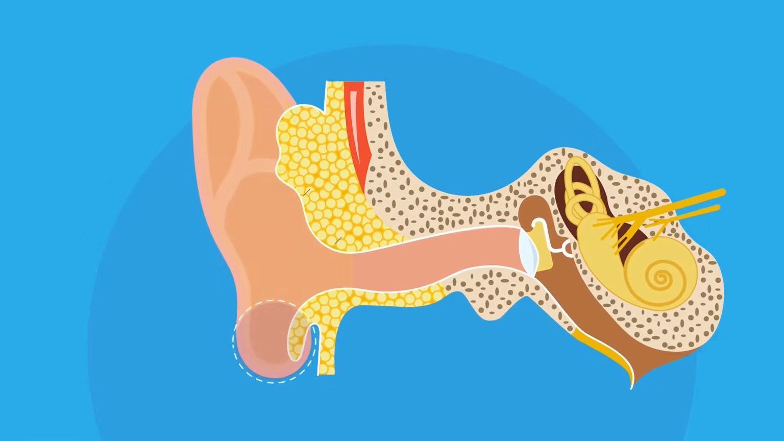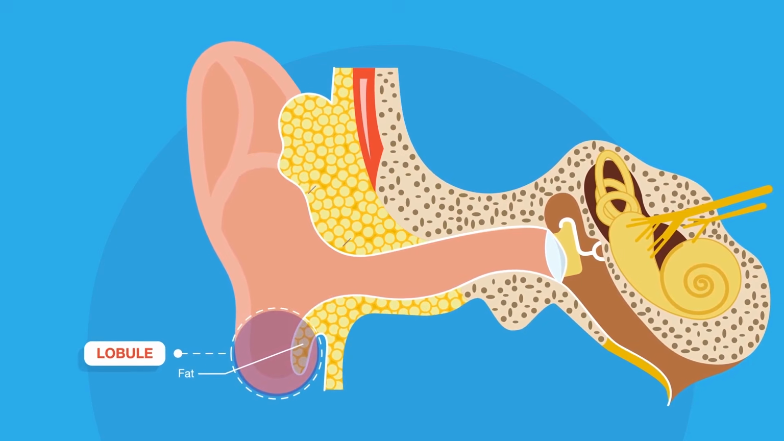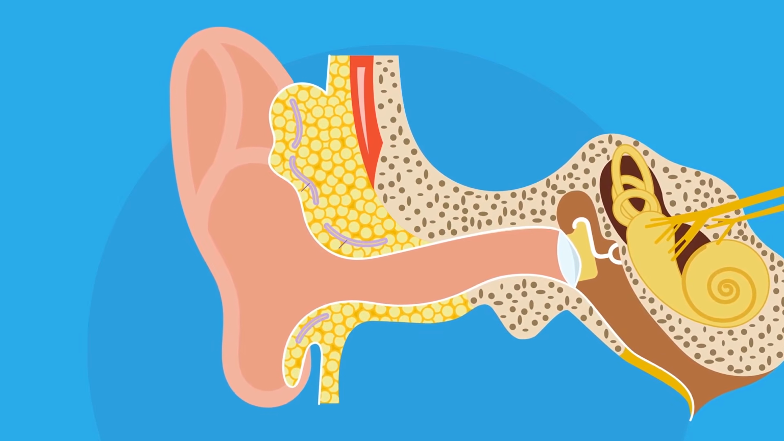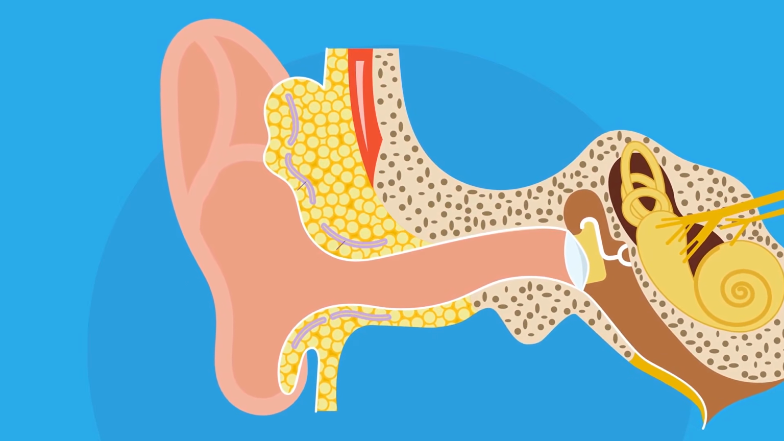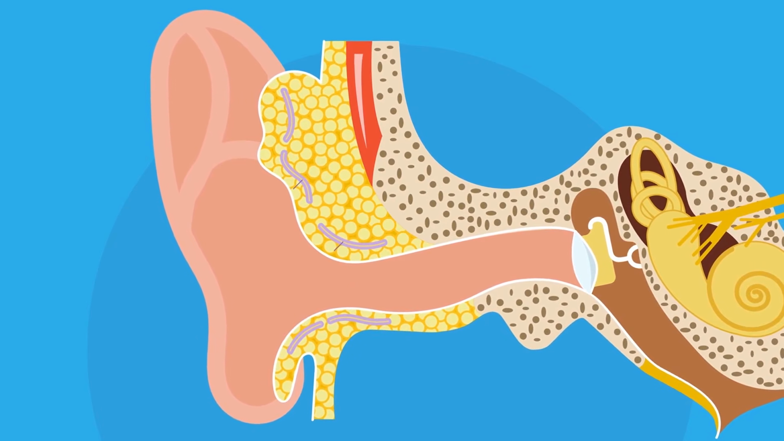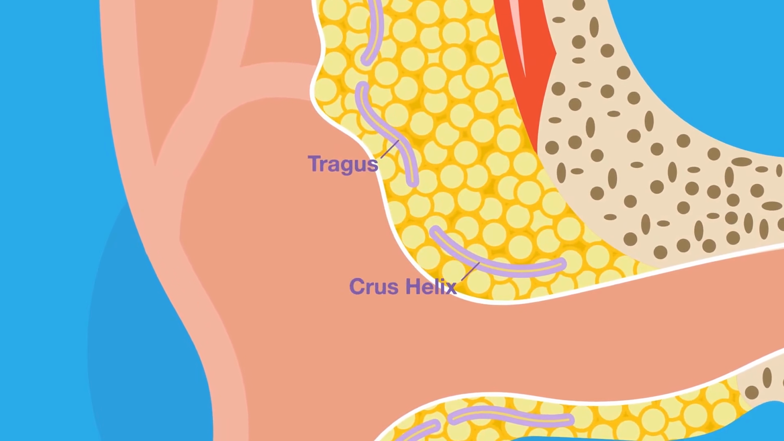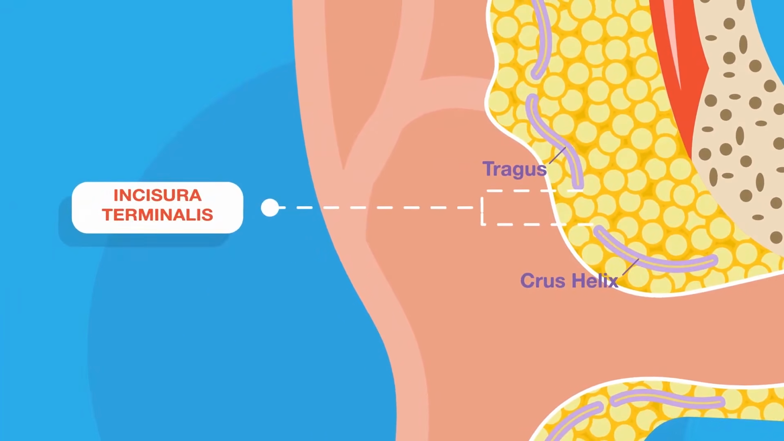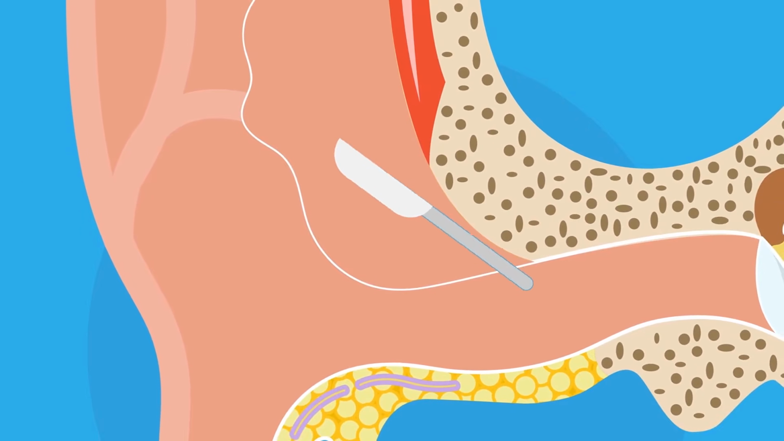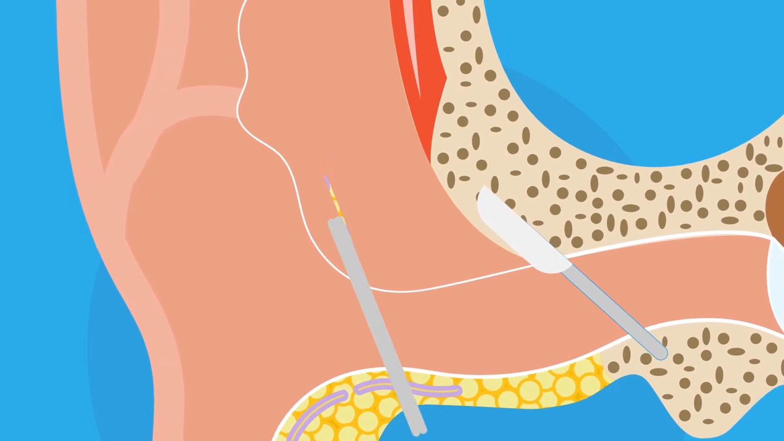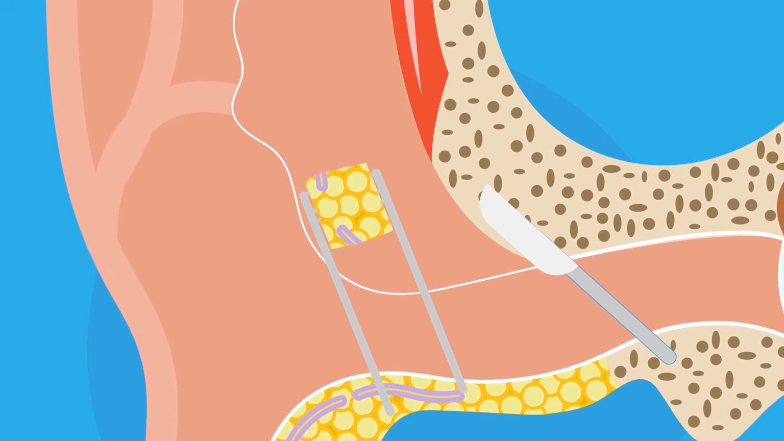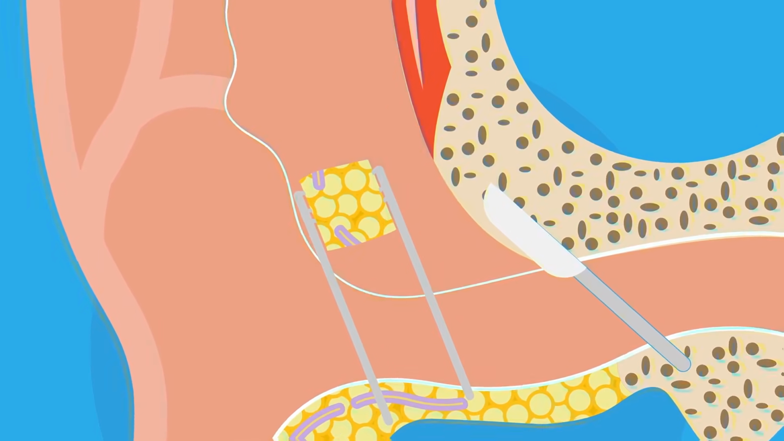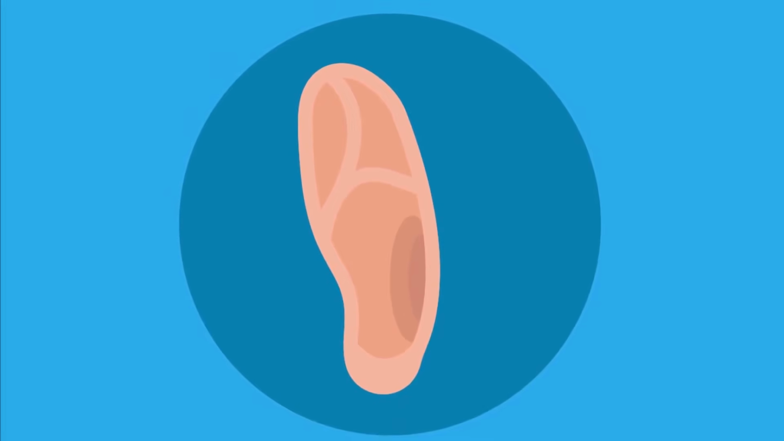The entire pinna, except its lobule, which is made of fat, and the outer part of the external acoustic canal, are made up of a framework of a single piece of yellow elastic cartilage, which is then covered with skin. There is no cartilage between the tragus and crus of the helix, and this area, which is without cartilage, is called the incisura terminalis. An incision made in this area will not cut through the cartilage, since cartilage is unable to heal properly, and therefore this area is used for the endaural approach in surgery of the ear.